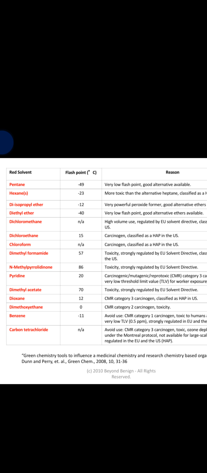And in this table also, it is shown why some solvents are considered red solvents. For example, pentane is considered a red solvent. Its flash point is -49, a very low flash point. Because of this low flash point, it can catch fire very easily. So a good alternative is available: we can use another solvent like heptane instead of pentane.